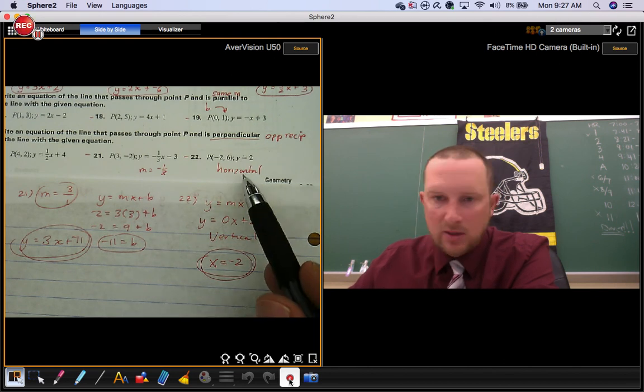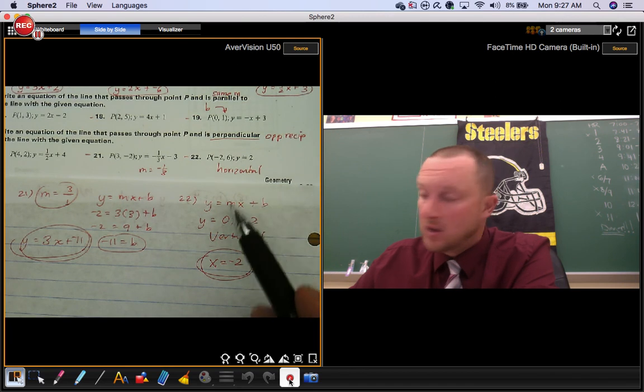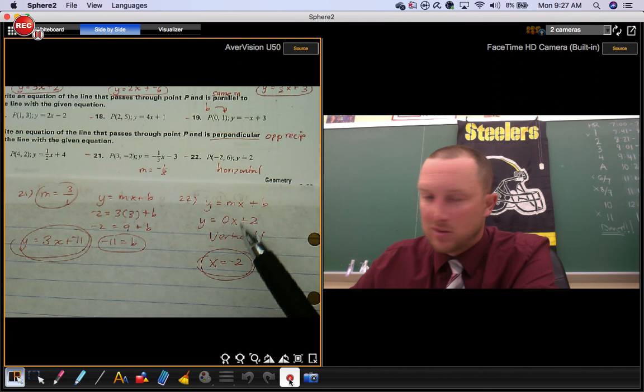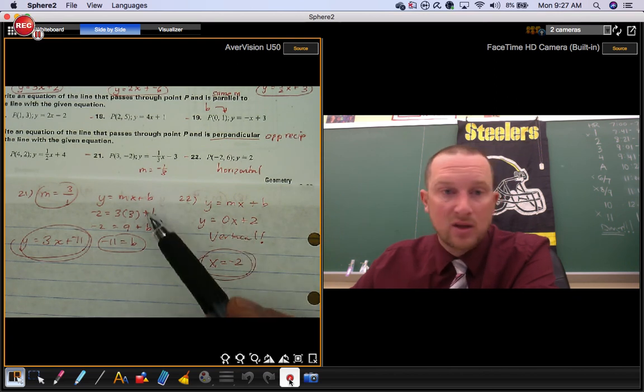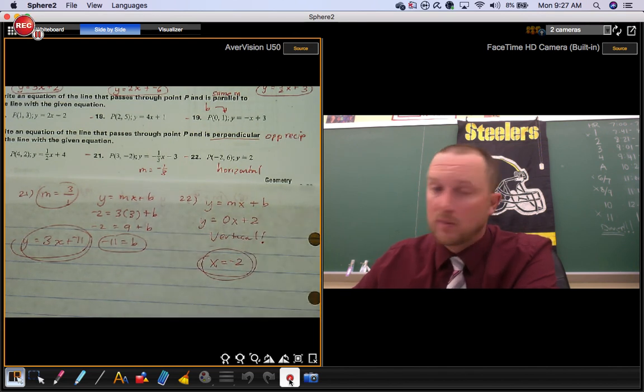These ones might throw you for a loop just because they're that easy. But if you don't understand this whole horizontal vertical concept, y equals a number, x equals a number, you're not going to get this. Okay? Because there's no process where you use algebra here. You have to actually use your brain. You have to know what's going on. So pay attention.